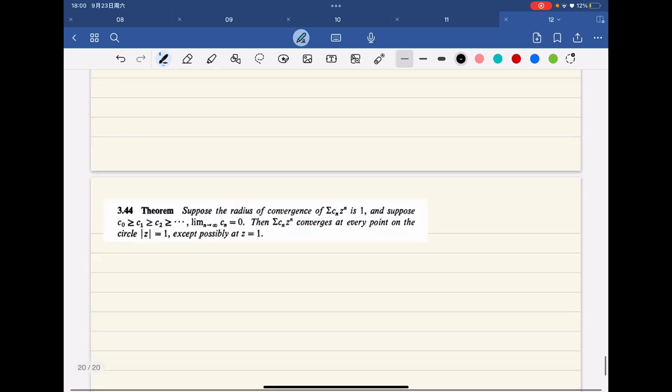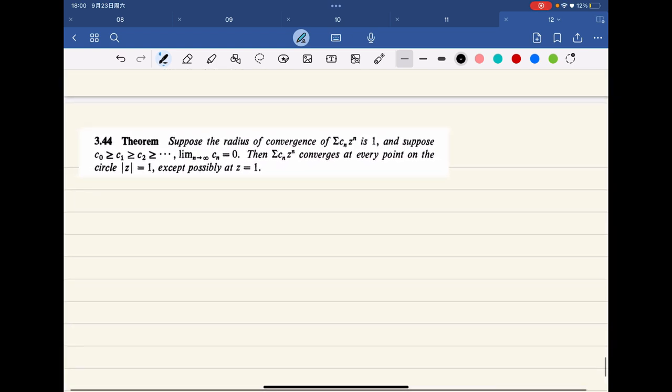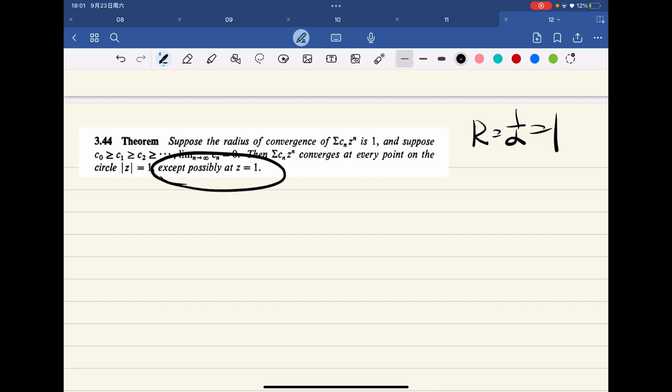The last theorem states that if the radius of convergence is 1, so 1 over alpha equals 1, and suppose it's not even complex anymore, it's a real sequence such that it converges to 0, then it converges at every point on the circle, except possibly at z equal to 1.